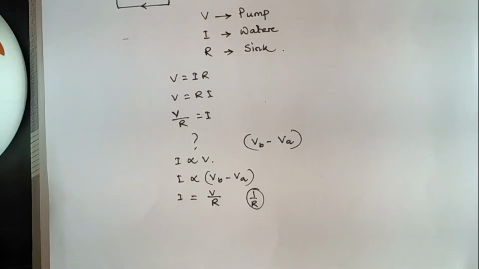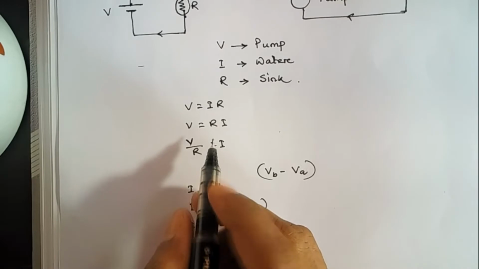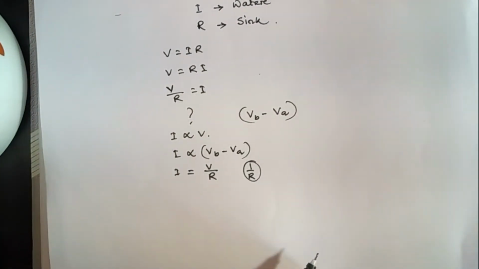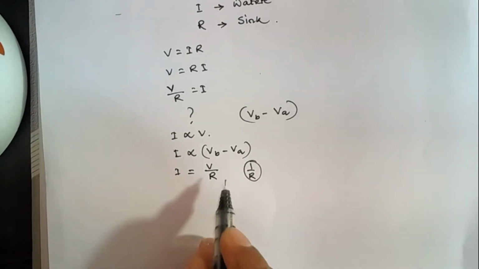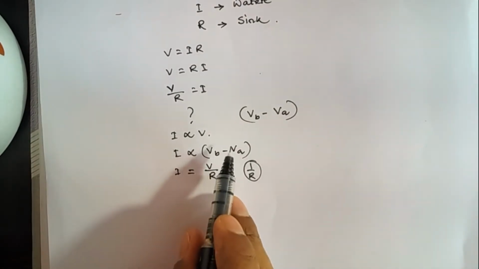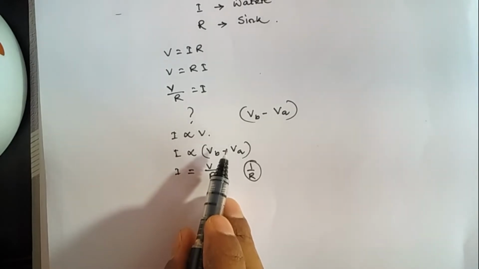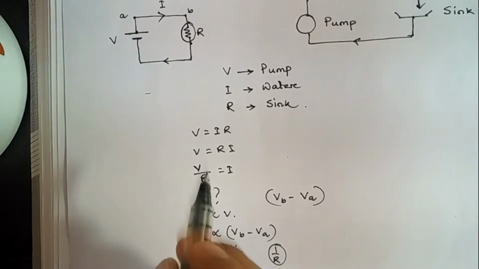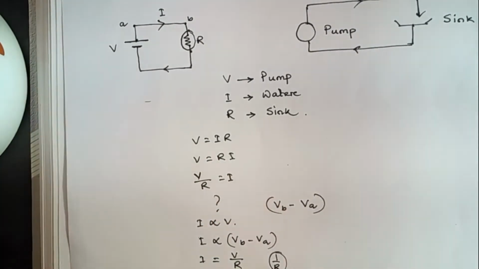So whenever someone asks what is Ohm's law, and the answer is V equals IR, it's wrong. Actually, Ohm's law states that the electric current flowing through a conductor is directly proportional to the potential difference across its end points, provided the physical conditions of the conductor remain the same. Physical conditions means temperature, dimensions, pressure.